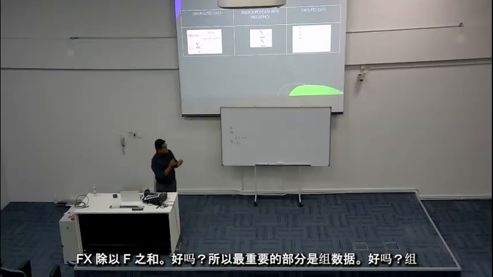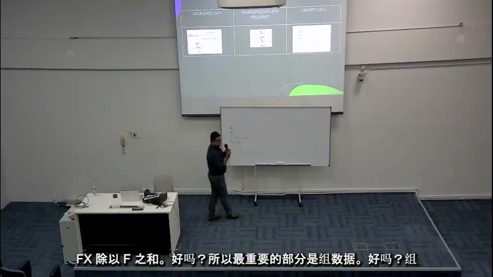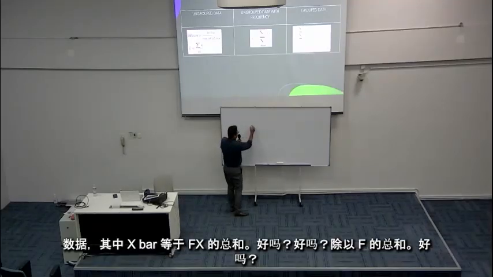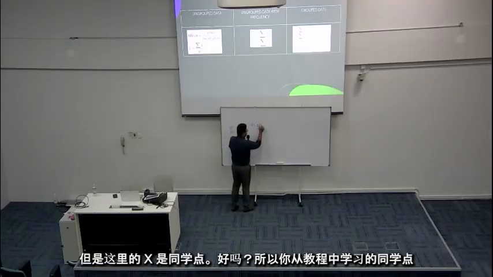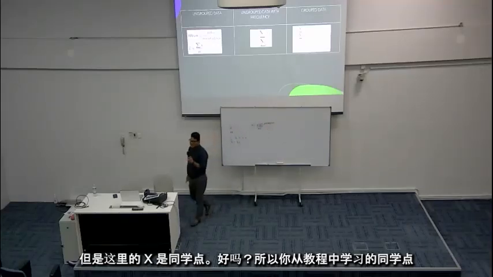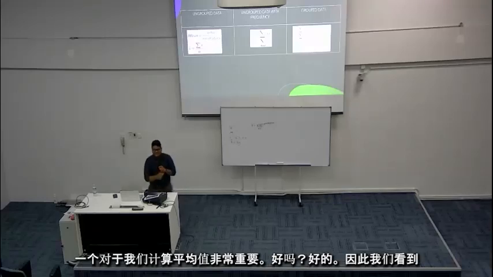The most important part is the grouped data, whereby X bar is equal to summation of Fx divided by summation of F. But X here is the class midpoint. The class midpoint that you studied in tutorial 1 is very important and significant for our mean calculation.